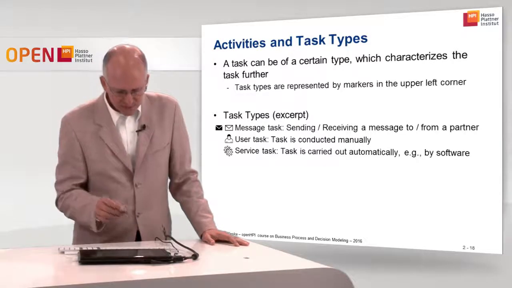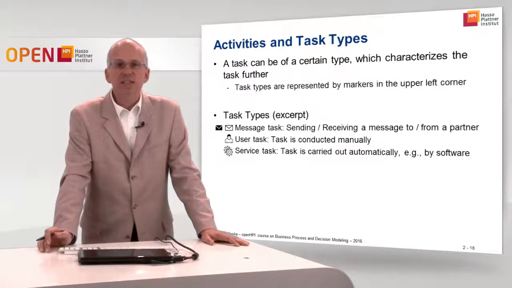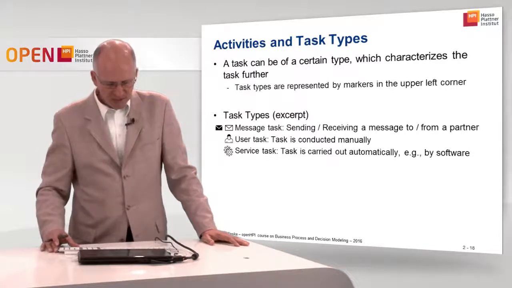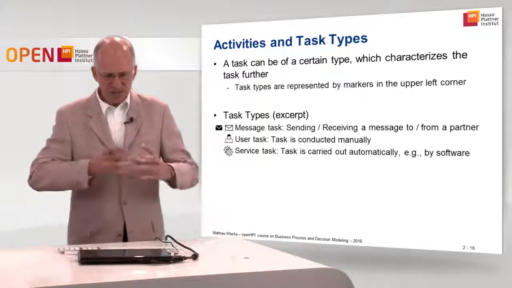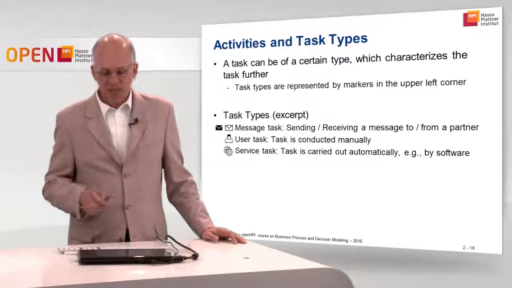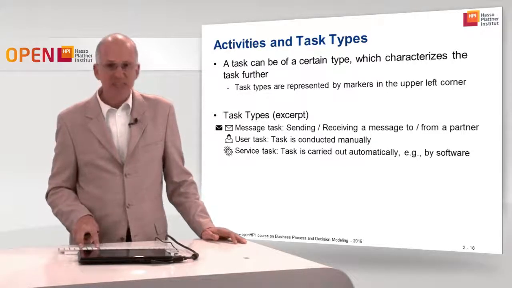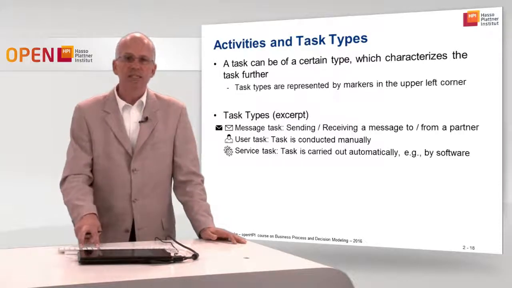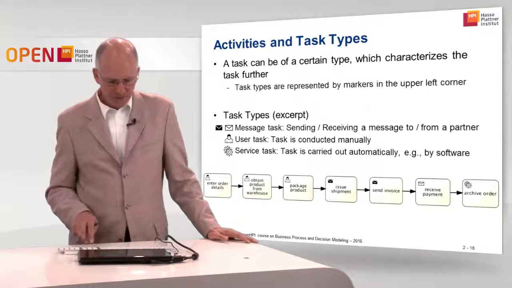If there is this pictogram of a person, then it is a user task. So the task is conducted manually. And when you see this symbol here, it is a service task. That means the service is executed automatically. The task is carried out automatically, for instance, by software. When we have a task that is implemented automatically by software or by a software service, we use the service task for this.